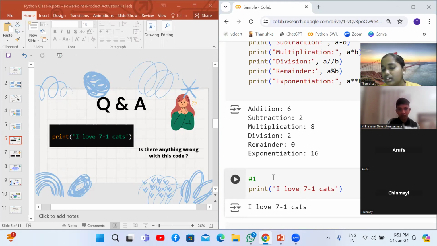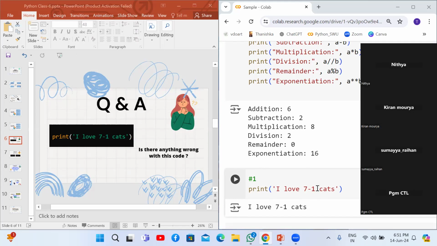Should I do any changes here so that I can get I love 6 cats? Yeah, there will be changes. Do you know how to do it? It's a first of years. You can try. Okay. Anyone? No?